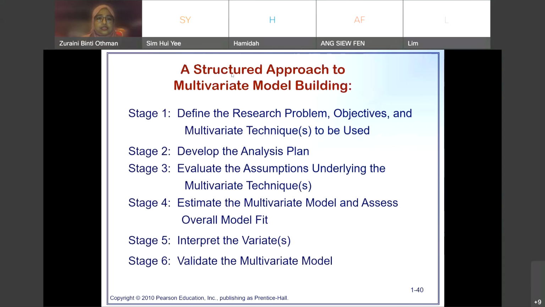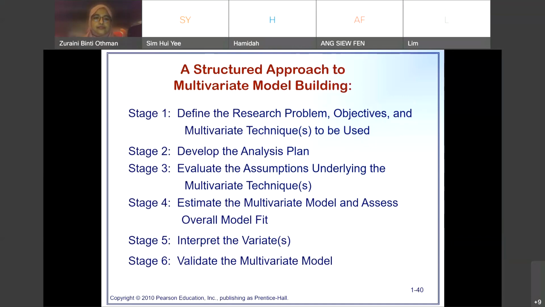Then this is a structured approach to building a multivariate model. Okay, in the first stage you have to define the research problem, objective, and the multivariate technique to be used. Then you have to develop an analysis plan. Stage 3 is to evaluate the assumptions underlying the multivariate technique. Then stage 4 is to estimate the multivariate model and assess overall model fit. Stage 5, interpret the variate. Then stage 6 is to validate the multivariate model.